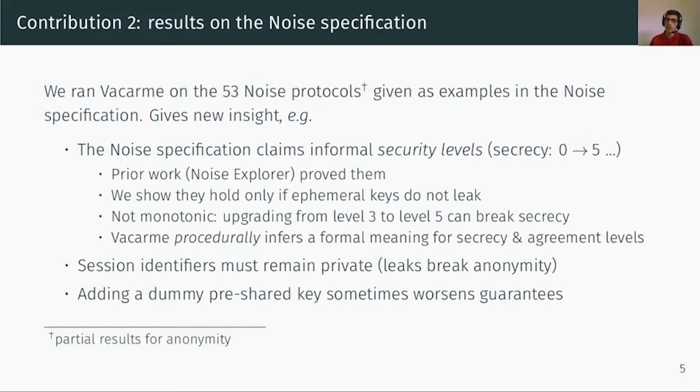Also, the naming of secrecy levels going from 0 to 5 suggests that they are monotonic, but that's actually not the case. In some threat models, I can use a level 3 protocol and be perfectly satisfied because I have secrecy, but if I upgrade to a level 5 protocol, I lose secrecy.